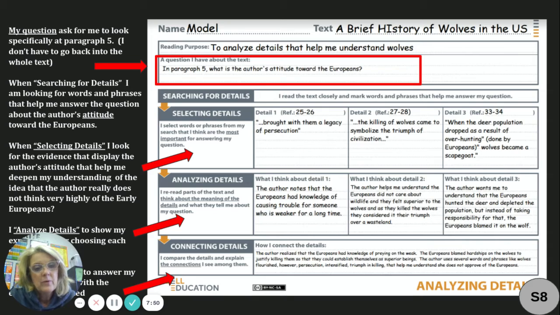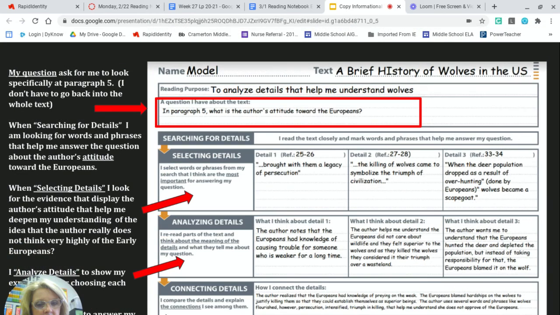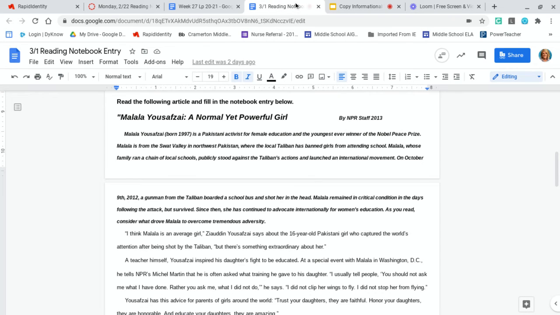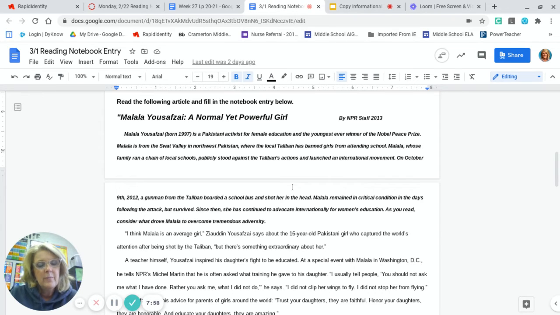So, let's take a look at your notebook entry. You're going to do this same work today with a passage that we've given you. The passage that you're going to read is called Malala Yousafzai's, and I'm probably not saying her name right at all, A Normal Yet Powerful Girl.